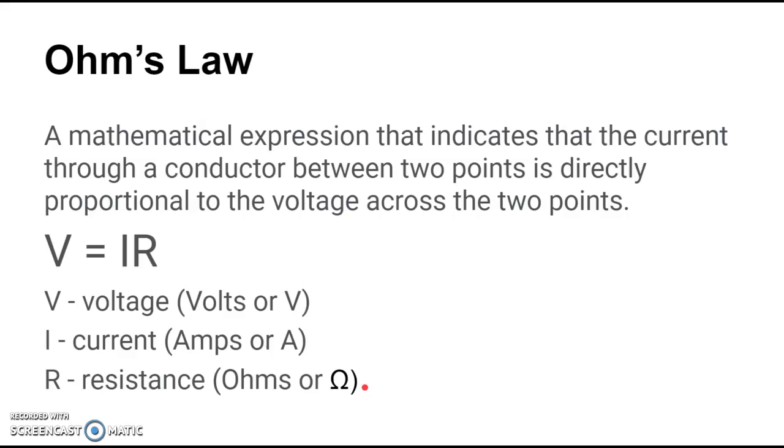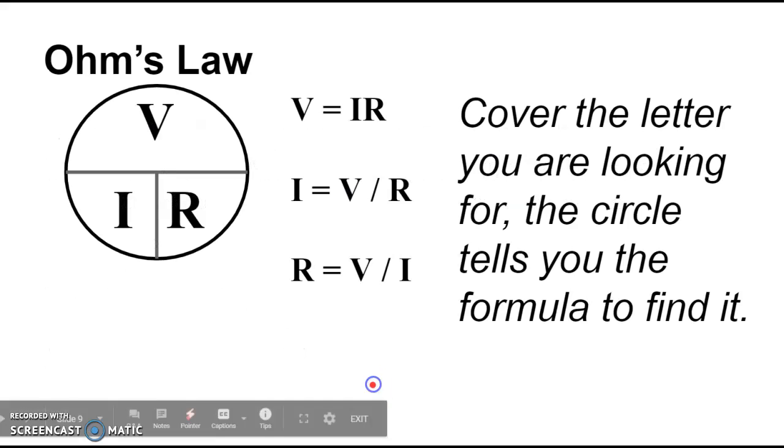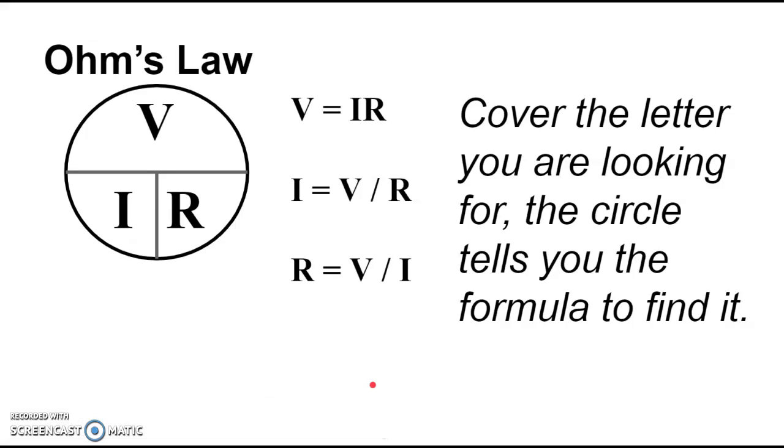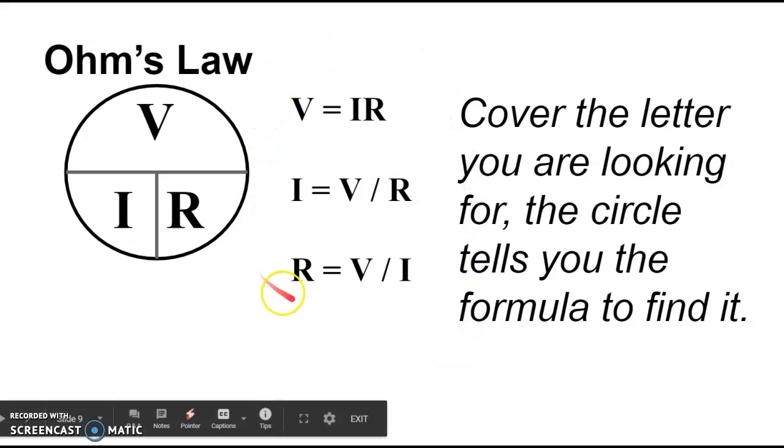So let's take a look at how to use Ohm's law to solve the kinds of equations that you're going to need to be able to solve. Here is a method that we've seen before in this class for solving this kind of equation that has three different variables in it. In this circle, sometimes it's a triangle, we have a way to derive or figure out each one of these three different equations.